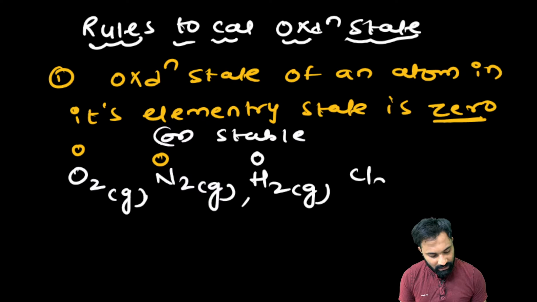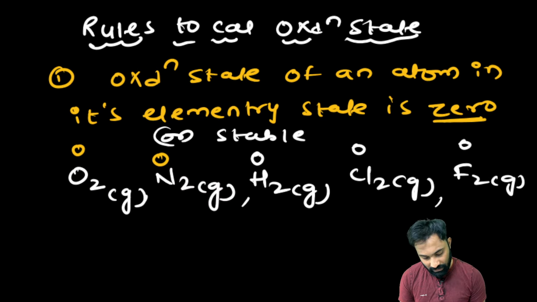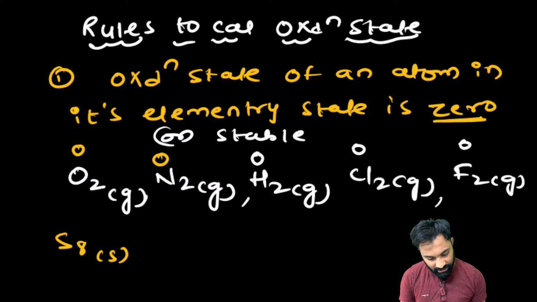Next, Cl2 gas, its oxidation number is 0. Right? Next, F2 gas, its oxidation number is 0, right? Next, S8 solid, its oxidation number is 0 because sulfur is stable in S8.